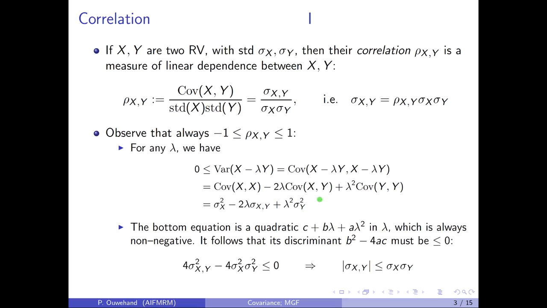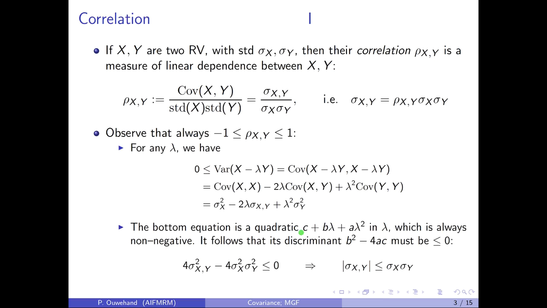Now what we have here is a quadratic in lambda, something of the form c plus b lambda plus a lambda squared, where c is the variance of x, b is equal to minus 2 times the covariance, and a is equal to the variance of y. Moreover, this quadratic is non-negative. If you plot the graph of this expression in lambda, you will get a parabola, and because it's non-negative, it doesn't cut the x-axis, and hence it does not have two distinct real roots.